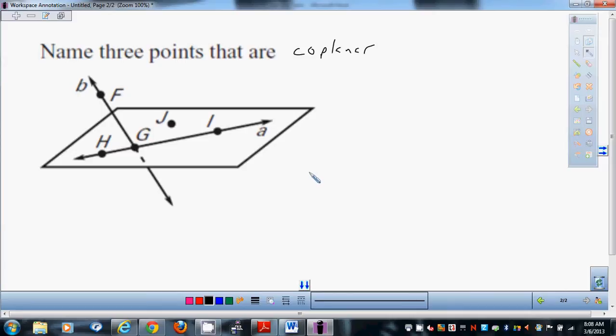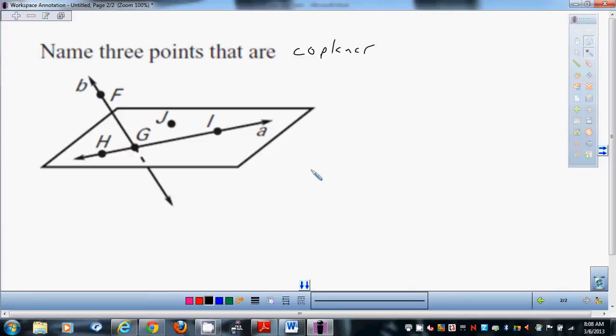HGJ, HGI, GJI, I mean. All of those would work. Again, it might say coplanar. It might say 3 points that are skew. So that'd be like F, G, and J are not all on the same line. It might say 3 points that are collinear. That could be like H, G, and I. But the image in the first part of the question will look just like that.